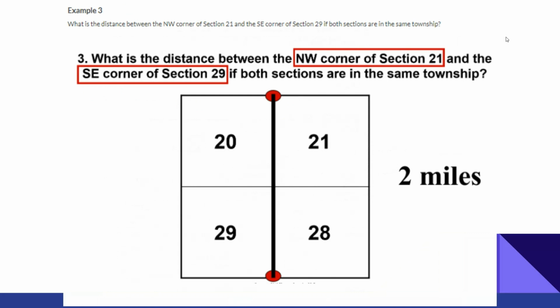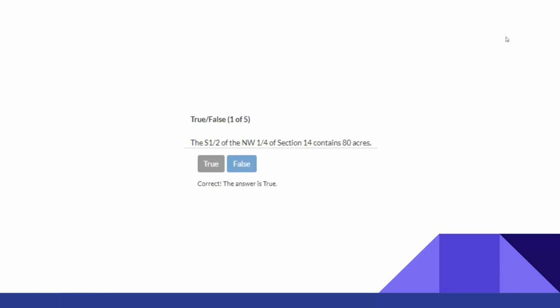And example 3. What is the distance between the northwest corner of section 21 and the SE corner of section 29 if both sections are in the same township? It shows a little picture of sections 20, 21, 29, 28. It says 2 miles. True or false? The south half of the northwest 1/4 of section 14 contains 80 acres. Is that true or false? It would be true.